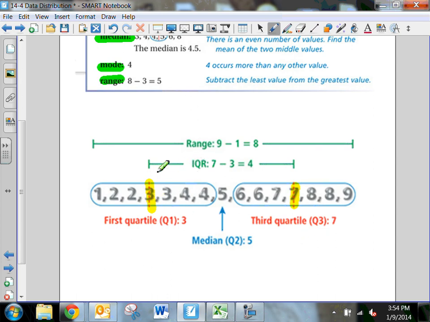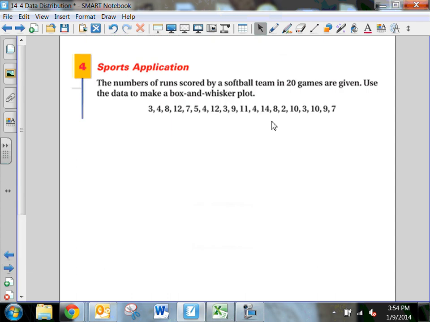And then the interquartile range, you just subtract the upper quartile 7 minus the lower quartile 3 to get the interquartile range of 4. Okay, so that's what you need to know. That's basically a short example of those vocabulary terms. The next page, let's talk about making a box and whisker plot out of those terms.